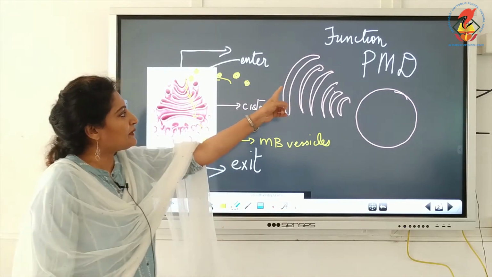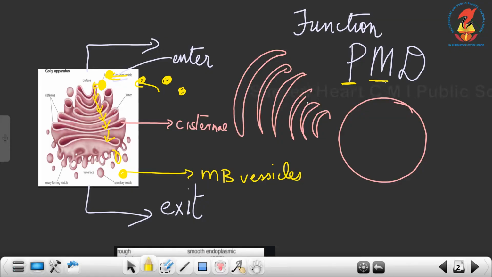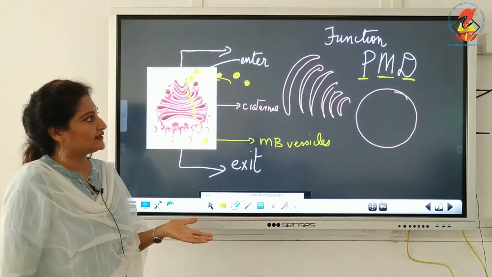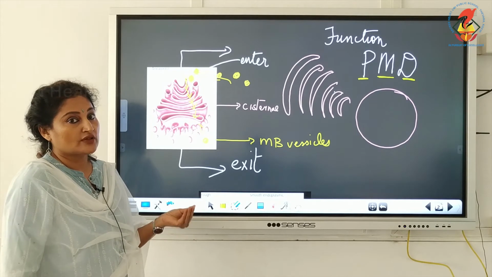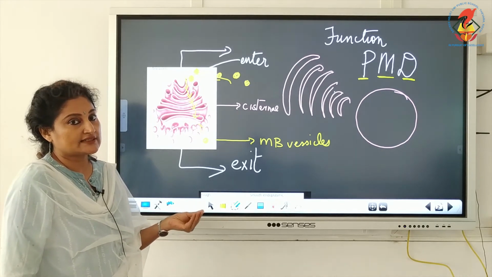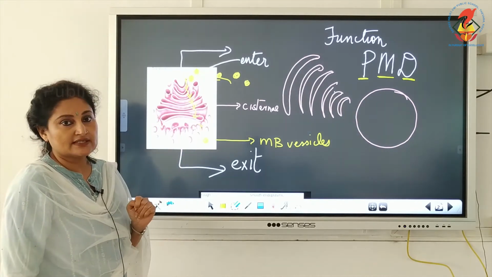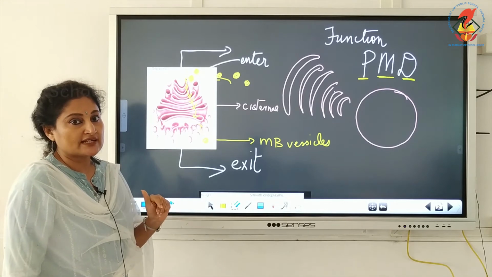Clear? So, remember PMD: packaging, modifying and dispatching the materials, either within the cell or outside the cell. Now, usually it is packaging, modifying and dispatching what? The products of the RER and SER. Products of the RER are proteins, products of the SER are lipids.